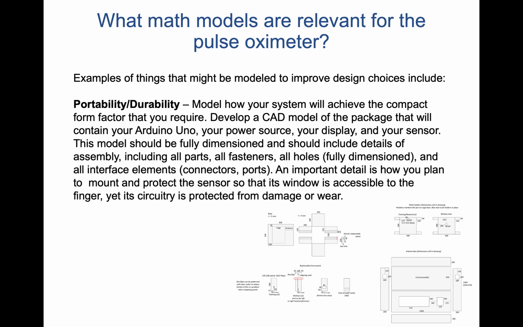And the final model that we'll talk about is portability and durability. You could model how your system will achieve the compact form factor that you require. Develop a CAD model of the package that will contain your Arduino Uno, your power source, your display, and your sensor. This model should be fully dimensioned and should include details of assembly, including all parts, all fasteners, all holes, and all interface elements, connectors, and ports. An important detail is how you plan to mount and protect the sensor so that its window is accessible to the finger, yet its circuitry is protected from damage or wear.